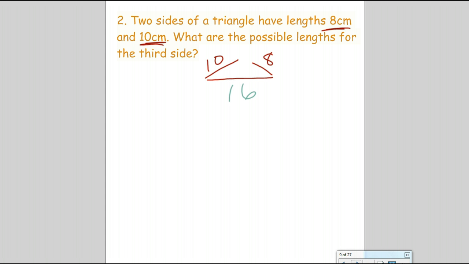16. What is 10 plus 8? 18. Is that bigger than 16? No. So yes, 16 would work. What else would work? Okay, like 20 or something. 9. Would 9 work?